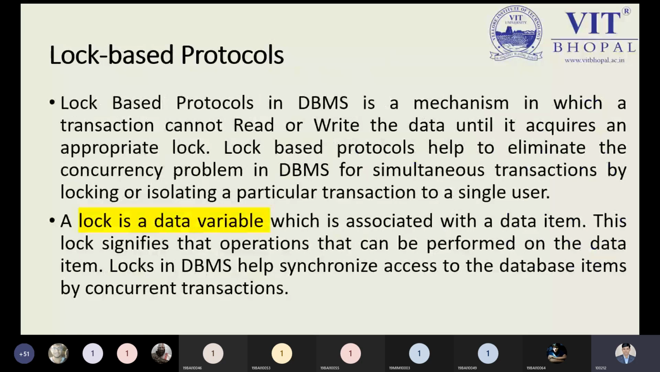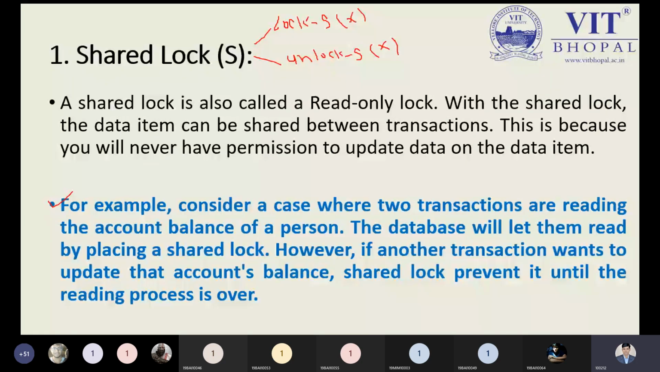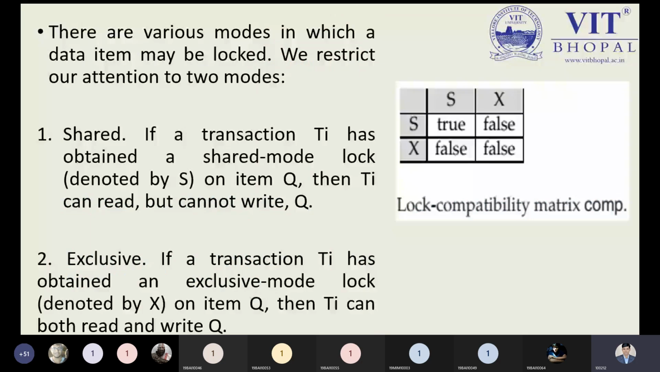So I'm coming back to my point here. There are various modes in which a data item may be locked, and we restrict our attention to two modes. Let us define this as X. Now this is the kind of truth table pattern we are having.